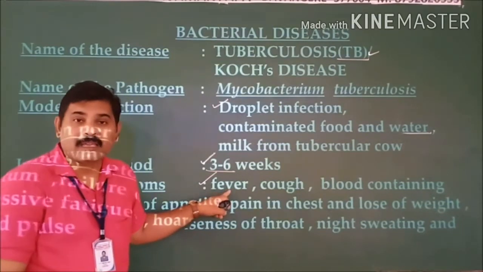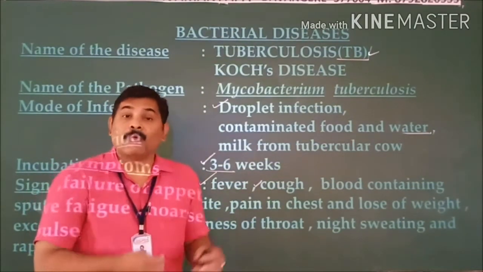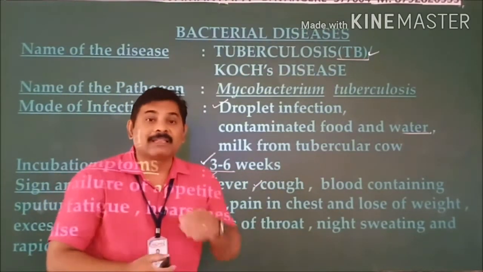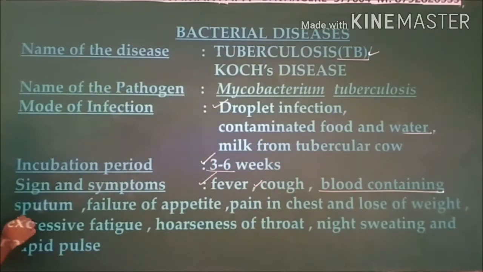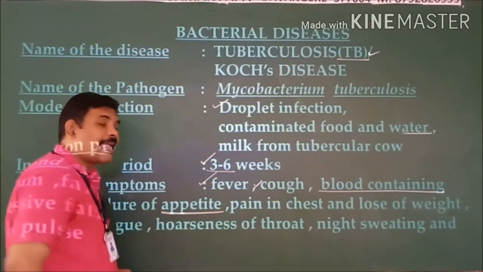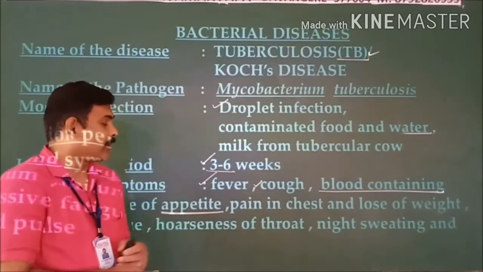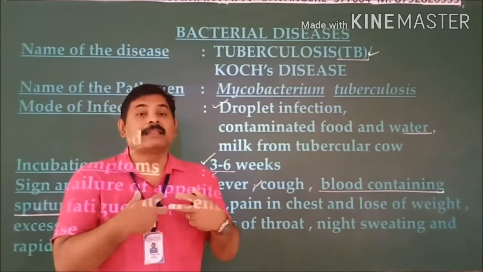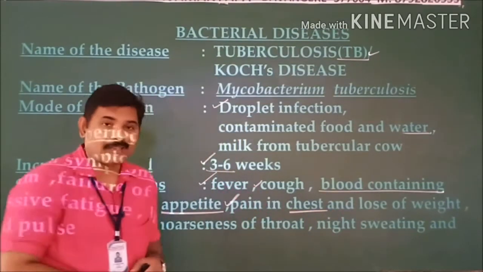A person suffering from tuberculosis will have fever, and thereafter continuous cough. When he coughs, generally blood containing sputum will come out. So when he spits it out, the sputum may contain blood. This is one more important characteristic feature. Thereafter, he doesn't feel hungry, a failure of appetite. Since this affects the lungs and respiratory tract, chest pain is generally complained of by the infected person.